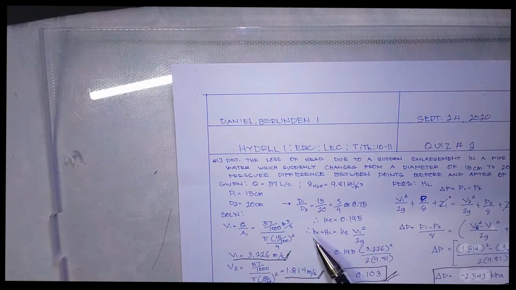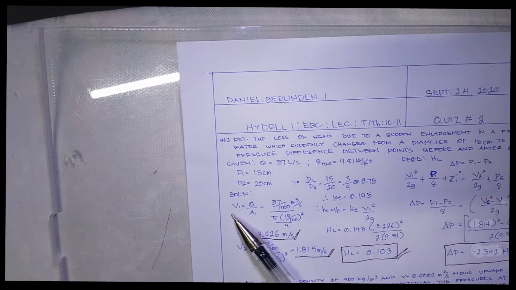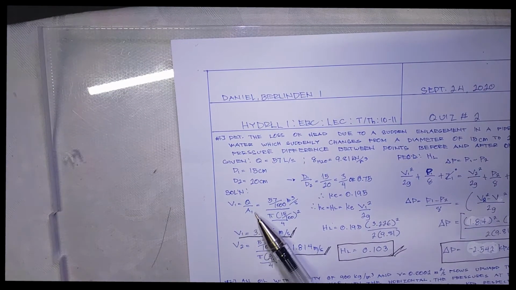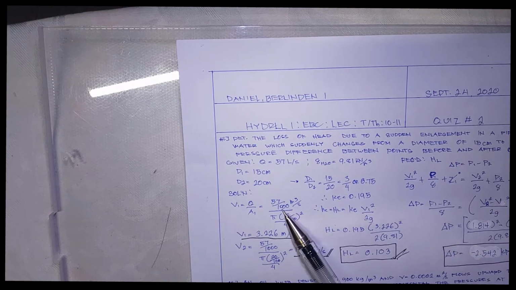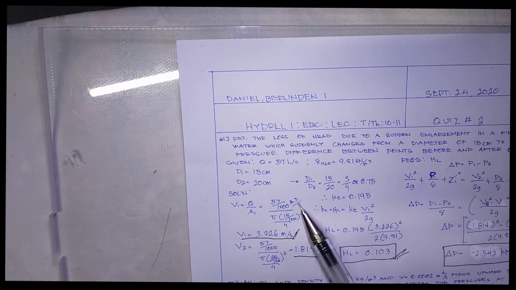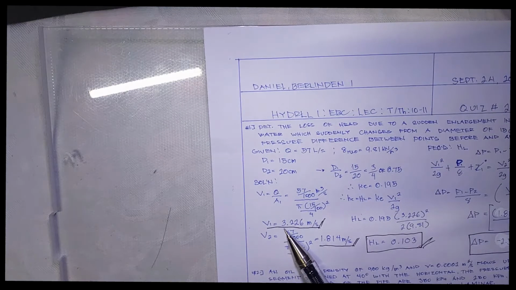So solution, first we need to find the velocity V1, which is equal to the discharge over the area given the diameter 1. So 57 over 1000, which we convert 57 liters to cubic meter, over seconds, divided by the area of the diameter 1, which is equals to, velocity 1 is equals to 3.226 meter per second.